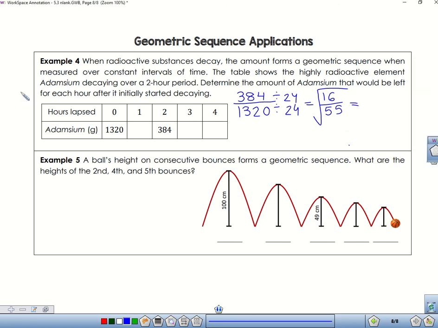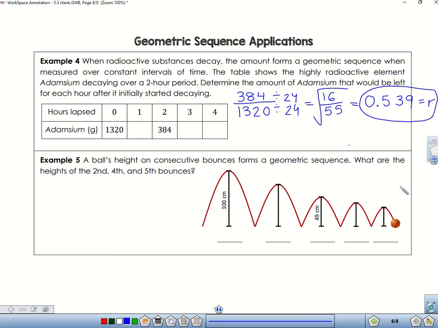So I'm going to do in my calculator 16 divided by 55, and I get a decimal, and I'm going to square root that decimal. And when I do that, I end up with, and I'm going to leave it to the thousands place, 0.539. So I'm leaving 3 decimal places just to make it pretty accurate. If you only go 1 decimal, it's not going to be that accurate. So this is our common ratio.